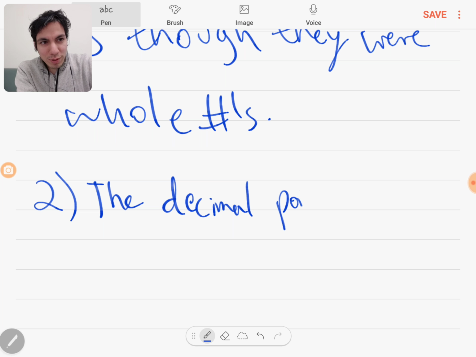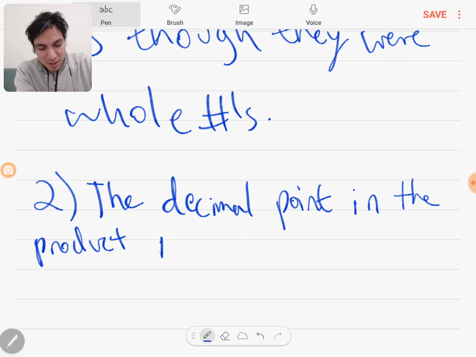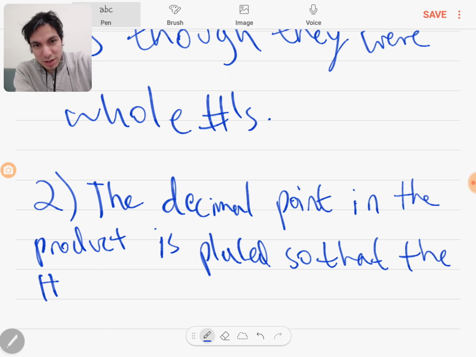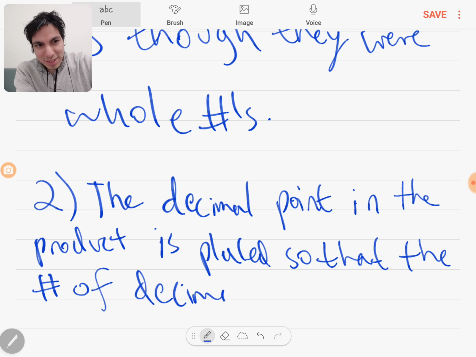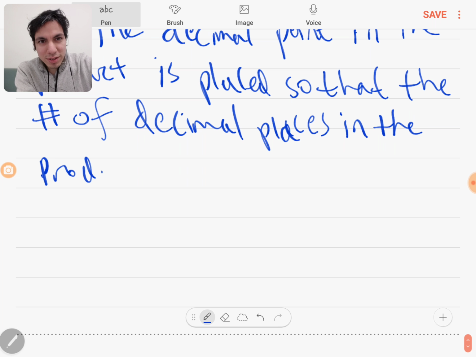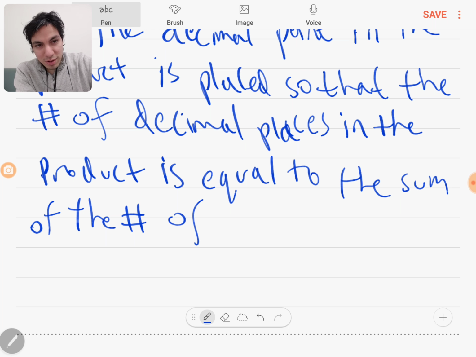The decimal point in the product is placed so that the number of decimal places in the product is equal to the sum of the number of decimal places in the factors.